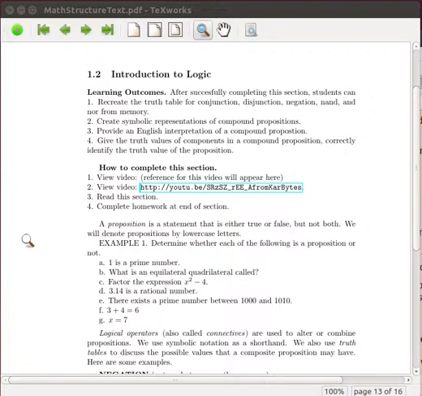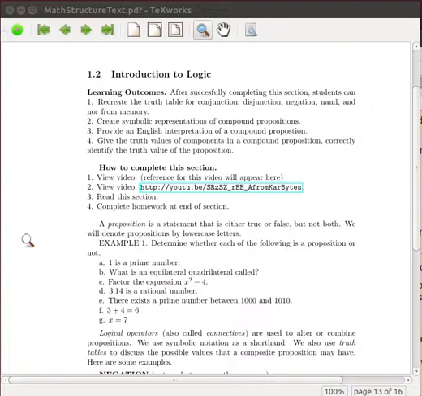There exists a prime number between 1,000 and 1,010. Well, that statement is either true or else it's false. Either there is at least one prime number between 1,000 and 1,010, or there are no prime numbers in between there. I'm going to leave the truthfulness of that statement, whether it's true or false, up to you, but that statement is a proposition. 3 plus 4 is equal to 6. Well, it's a statement. It happens to be a false one, but it is a proposition.